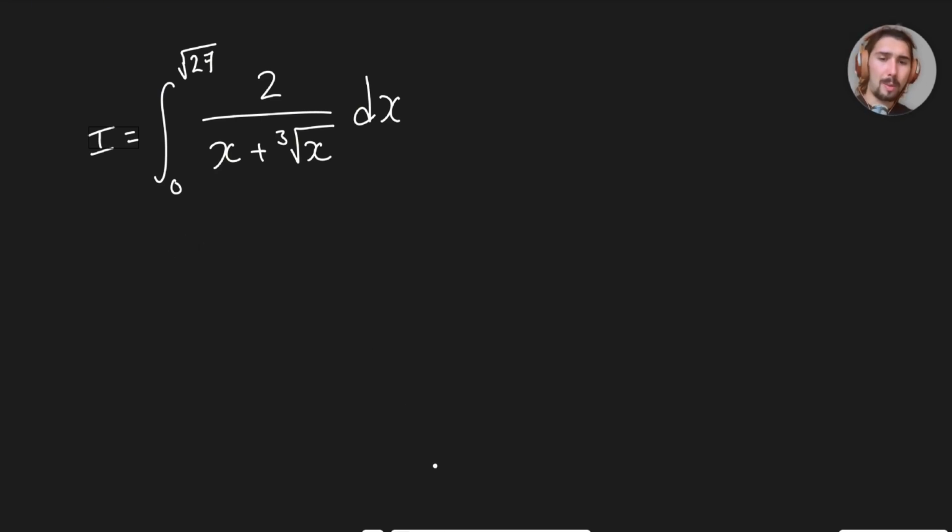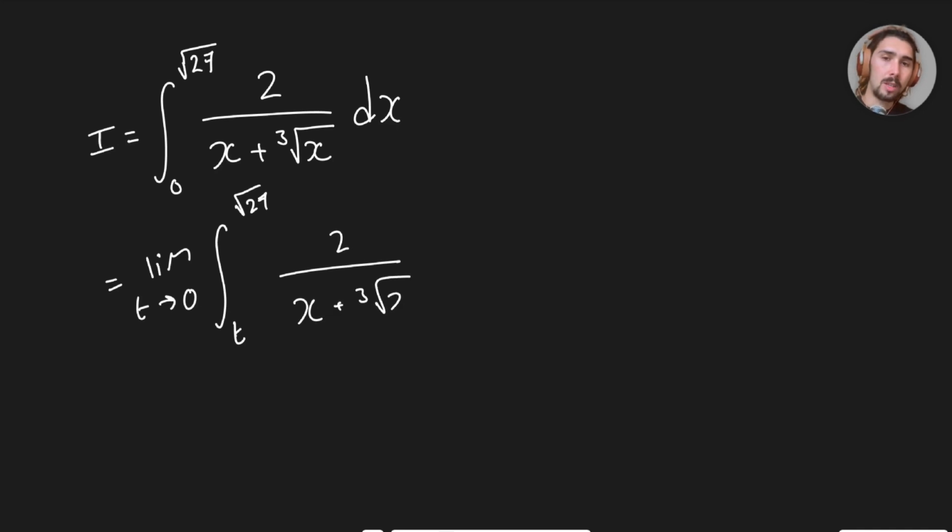Let's not faff about. So the first thing that we should do for any improper integral is we should rewrite it using a limit. So this is going to be equal to the limit as, let's say, t goes to 0 of the integral from t to the square root of 27 of 2 over x plus the cube root of x. Okay, lovely. Now this is the kind of proper way of doing it. Now we should actually try and tackle the integral.